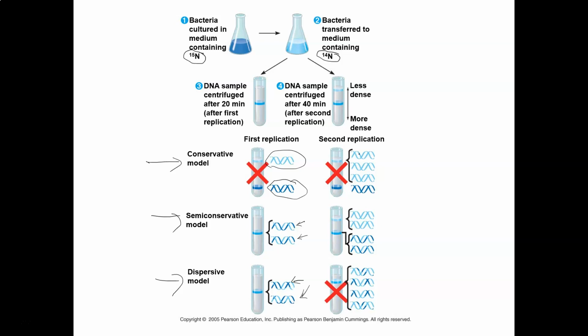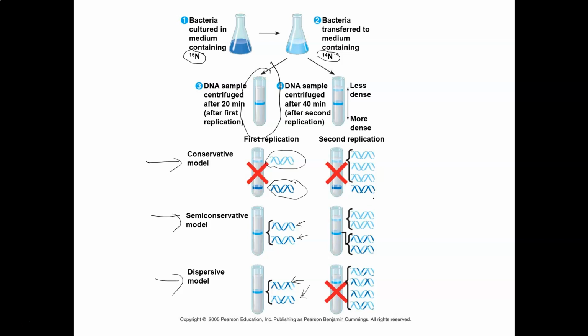So they did the experiment, and this was their first result. They saw one band, not two. So that's why there's a big red X through the conservative model. They ruled it out in that first round. But they needed to do a second round to distinguish between semi-conservative and dispersive models. So after 40 minutes, they took another sample, centrifuged it, and they found 2 bands this time.